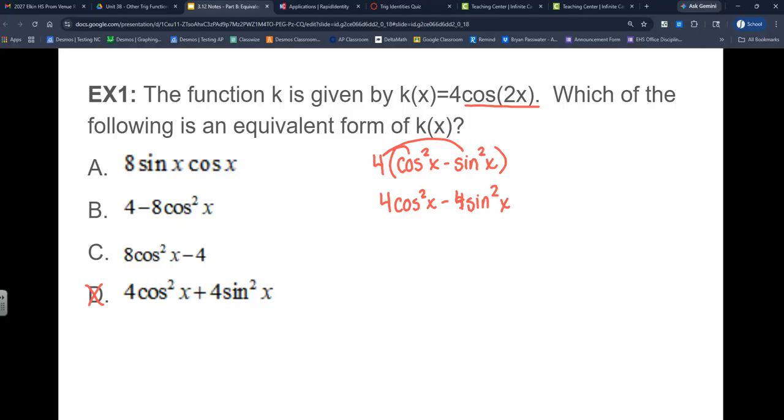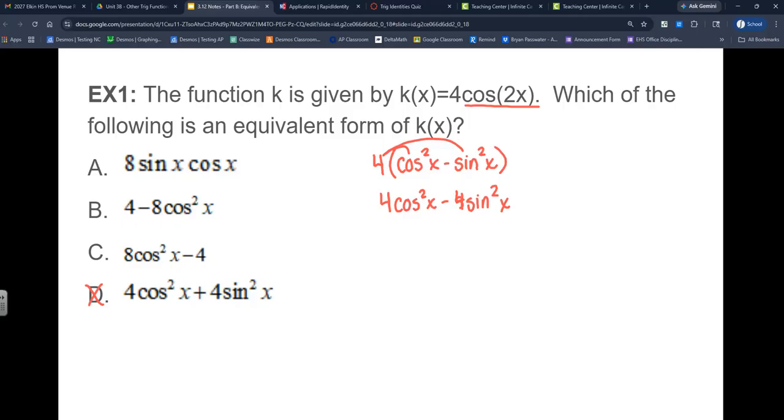So, I see 8 sine x cosine x. I don't think that's it, because what is your identity for sine of 2x? 2 sine x cosine x. I think right there, they're trying to get you to mess up and use the wrong one, right? That's what I think. So, I don't think it's going to be that.